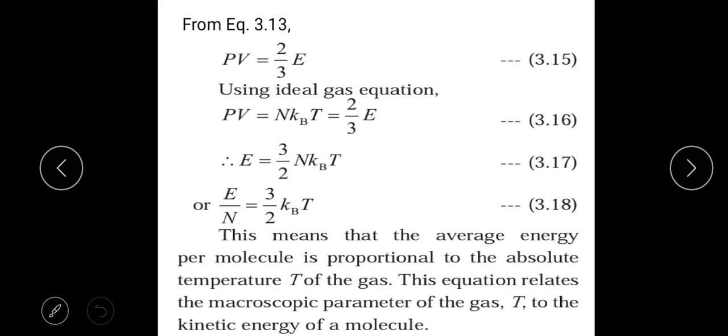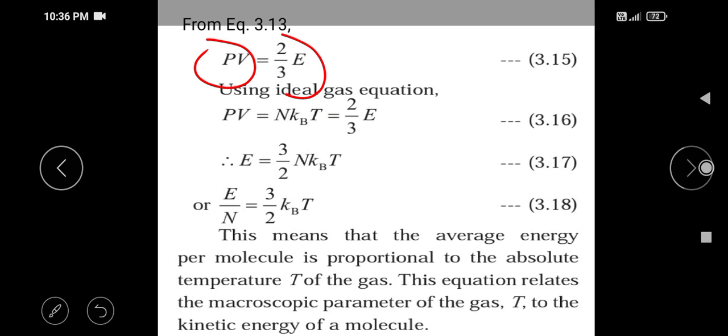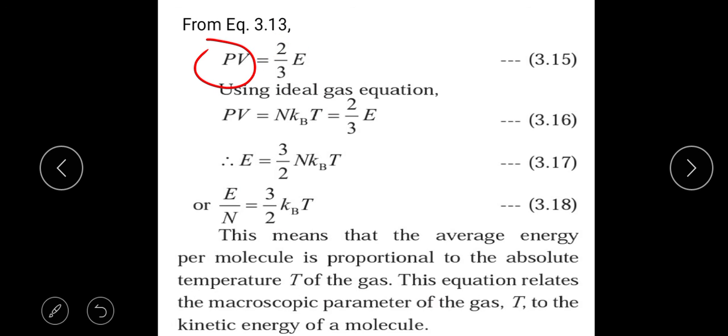Using the ideal gas equation, PV is equal to N kB T. We derived this equation in the first lecture too, where kB is called the Boltzmann constant, N is the number of molecules, T is the temperature. So therefore PV is equal to N kB T is equal to 2 upon 3 E. So therefore E is equal to 3 upon 2 N kB T.